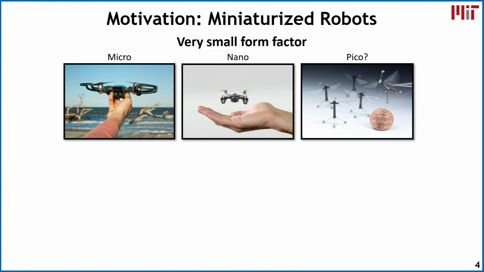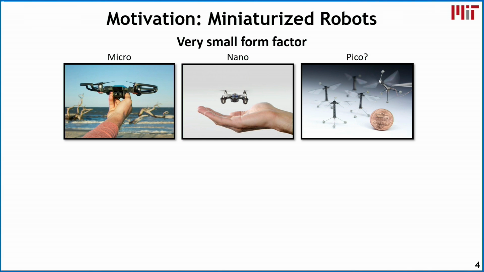In terms of shrinking robots, one of the focuses of our research is looking at miniaturized robots. And what we mean by this is that the form factors are actually very small. So in terms of drones, we're talking about micro robots that are basically handheld all the way down to pico-scaled robots that are the size of a penny.